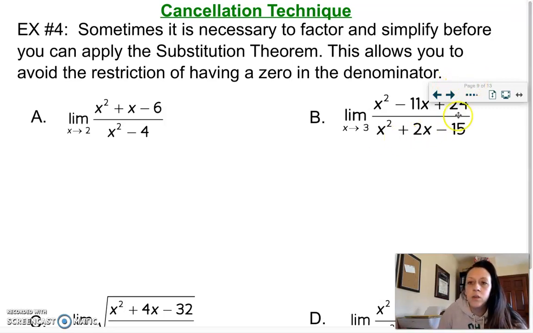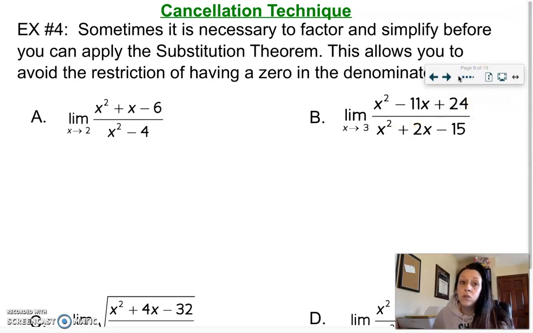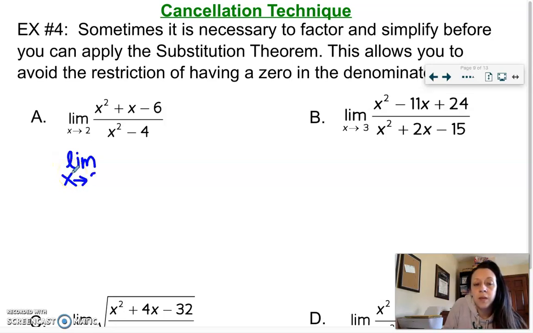All right, so here is your exceptions to the rule. The substitution theorem doesn't always work, because sometimes when you plug in that number, you end up getting a 0 in the denominator. And then you're like, well, now what? So if you are trying to plug and chug and you get a 0 in the denominator, stop and do this cancellation technique. The cancellation technique is basically you doing algebra to simplify the rational expression before you plug anything in.